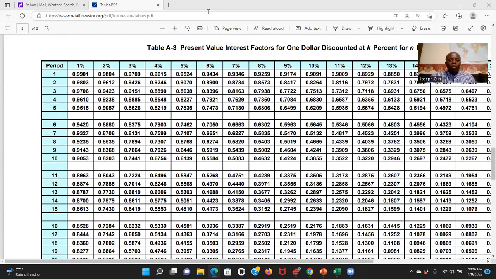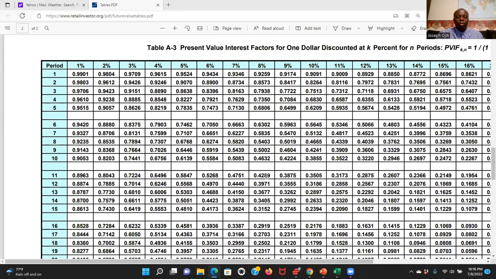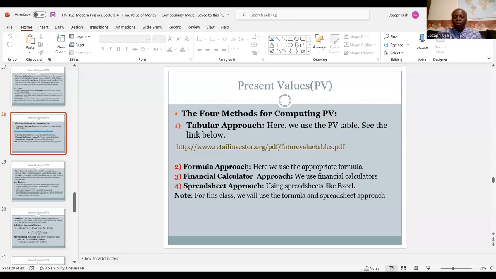Another method we use is the formula method. Here we use the appropriate formula for calculating the present value. The next method is the financial calculator approach. If you have a financial calculator, it's a special type of calculator used only for finance computations. Otherwise, you can just use a regular calculator and apply the formula.